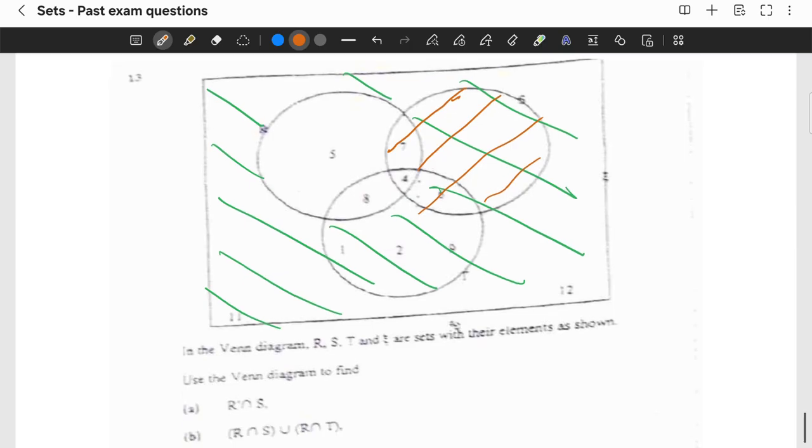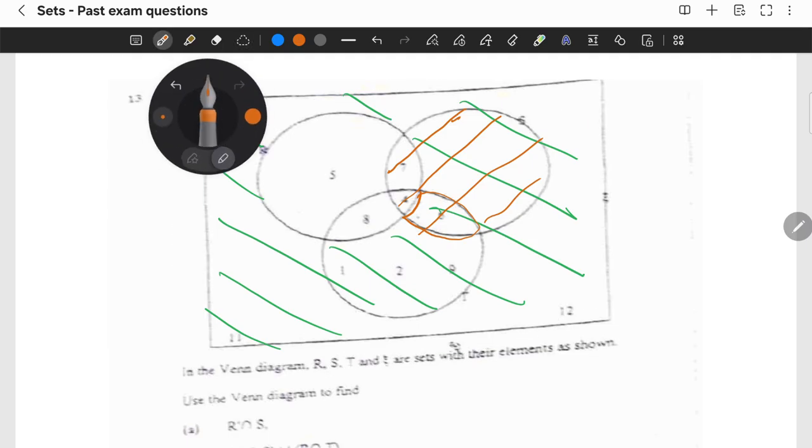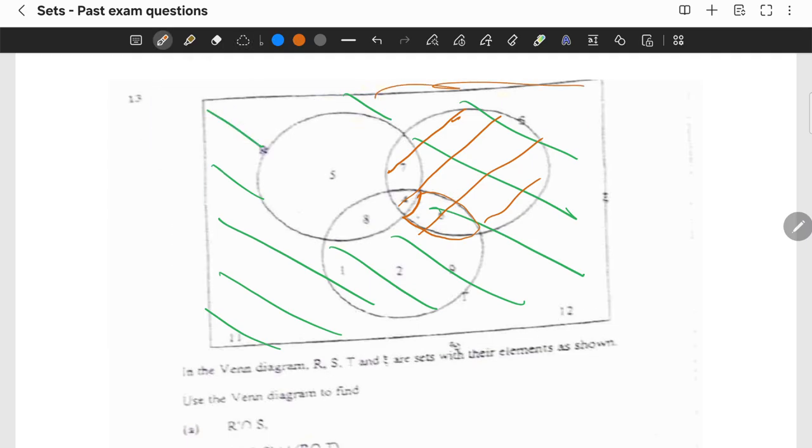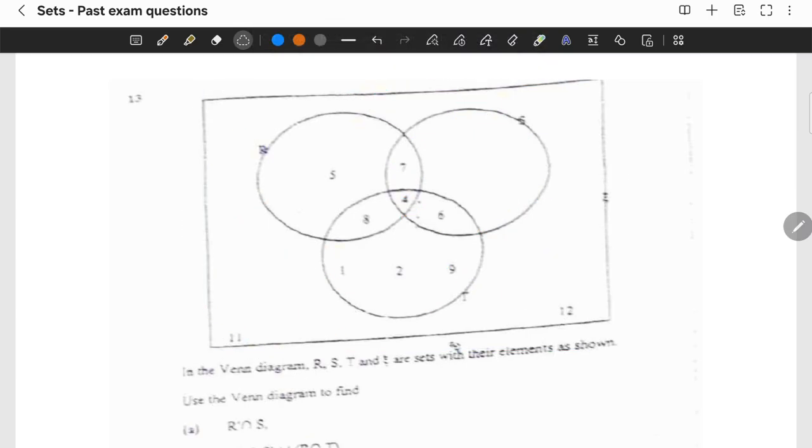Then if we shade in orange everything in S, that's this. So their intersection is just going to be this zone right here, and that number is 6. So I'll just remove the shading. So that would just be 6.